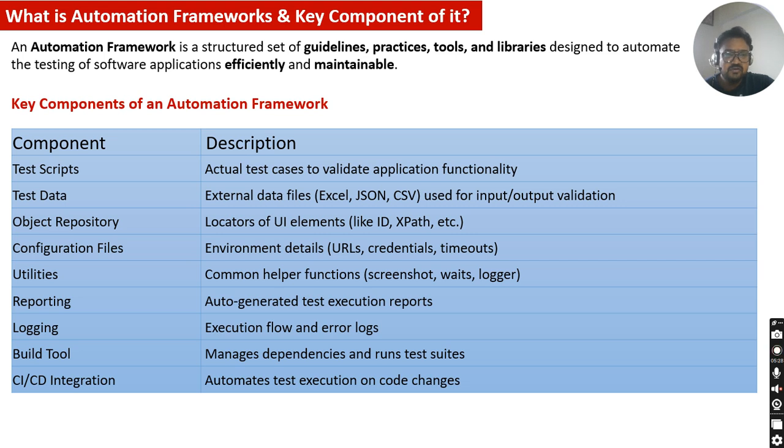So brief your answer that way. When they ask about the automation framework, try to put in these keywords: test script, test data, object repository, configuration files, utilities files, reporting and logging, the build tool that we use, CI/CD integration, and source code control management tool. If you summarize it in a better way like that, it will give you full marks for this particular interview question.